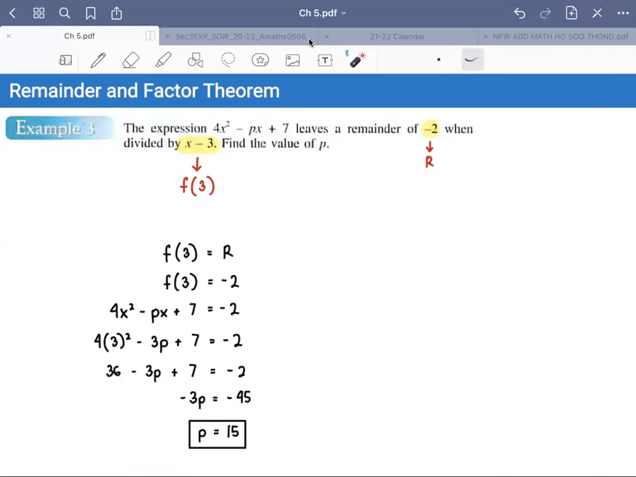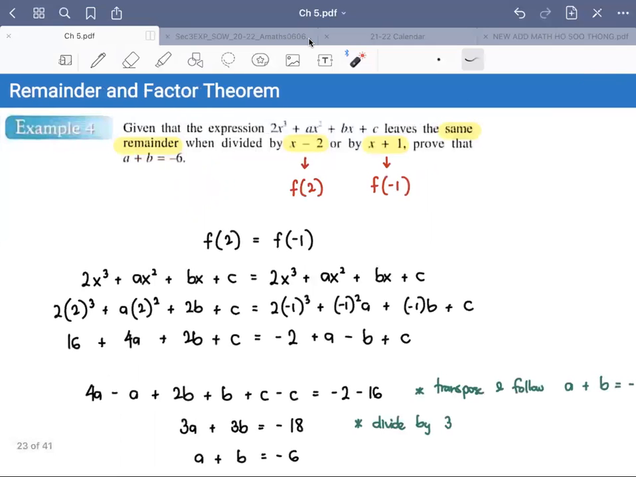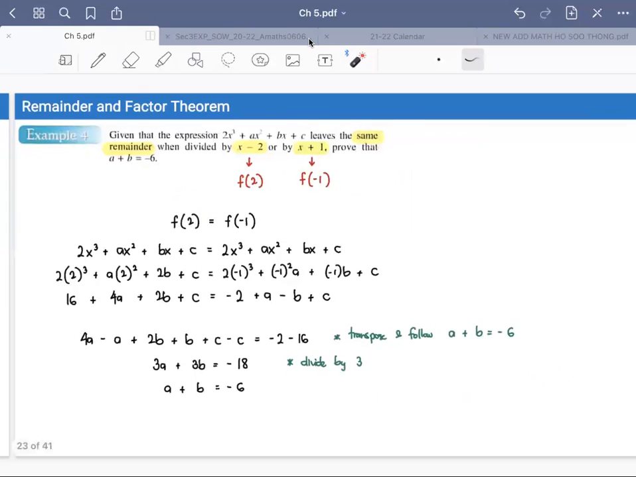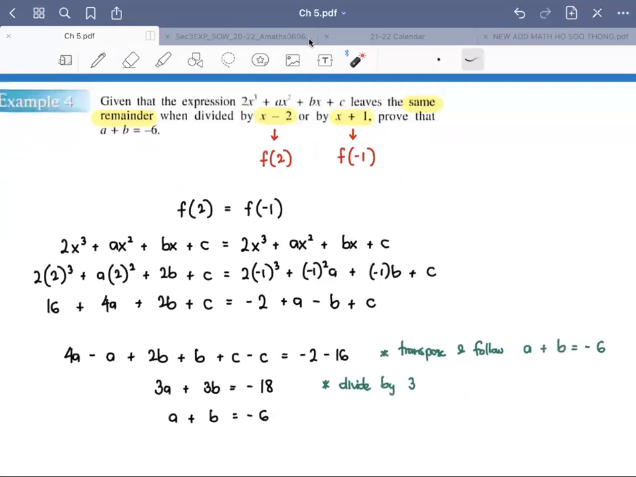All right, last example for today. Let's have example number 4. Now, this one is trickier than the first example because here you have one expression, but you use two functions to divide this expression, giving yourself two values for your remainder, or two remainders, right? So basically, class, you divided this twice by x minus 2 and x plus 1.